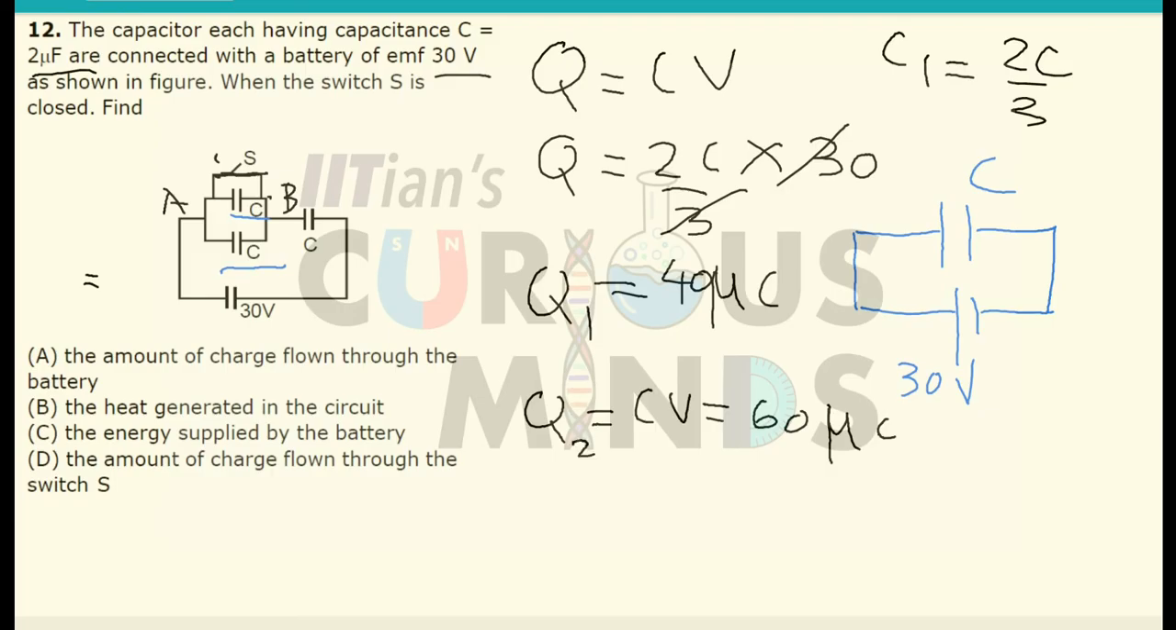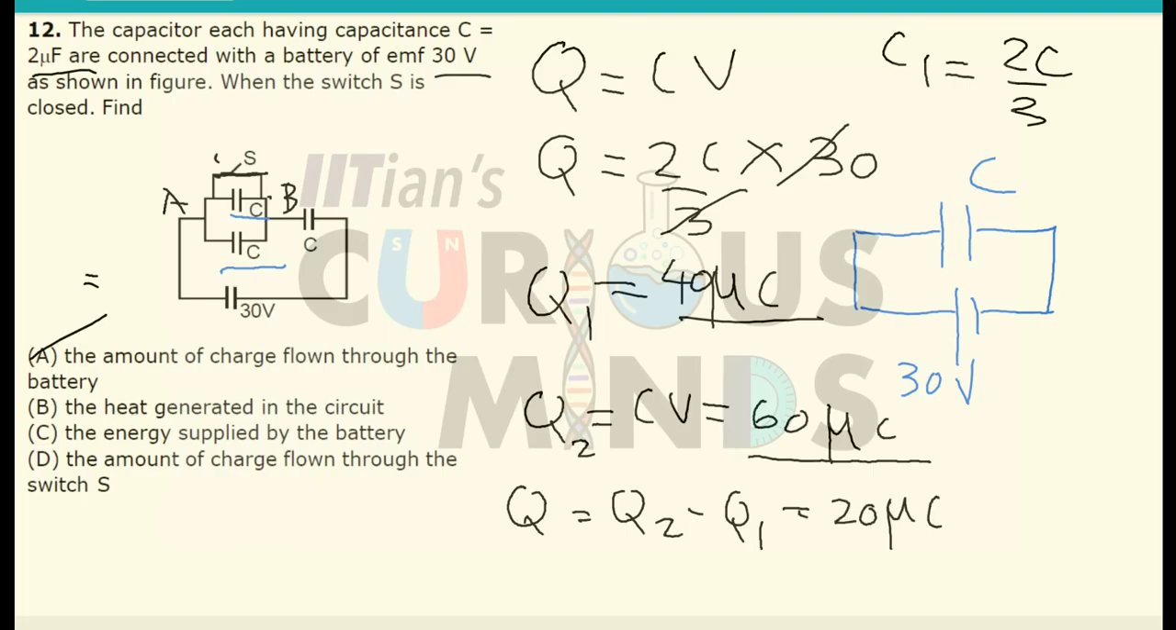Let us find out the first thing, the amount of charge flown through the battery. The difference of 60 microcoulomb and 40 microcoulomb will flow through the battery. So the total charge flowing through the battery is equal to Q2 minus Q1, which is equal to 60 minus 40, which is equal to 20 microcoulomb. I have found out the answer for the first.